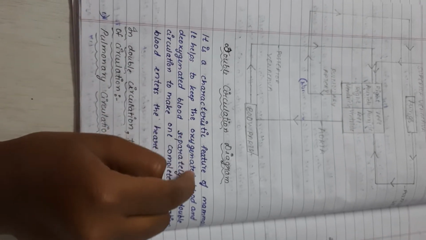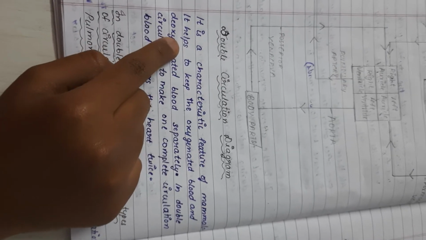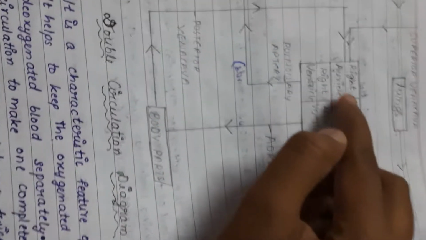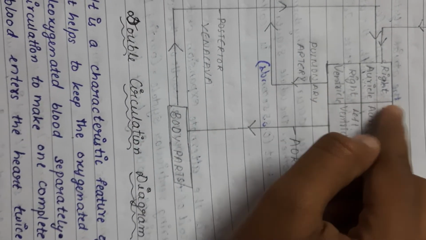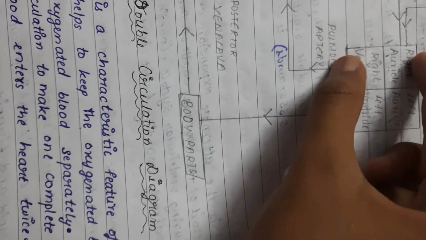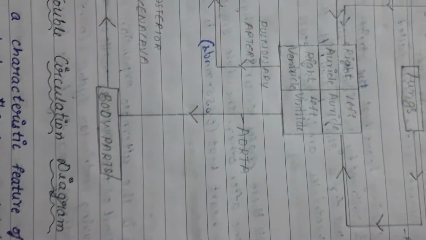It is a characteristic feature of mammals. It helps to keep the oxygenated blood and deoxygenated blood separate. Through this septum, the oxygenated blood and deoxygenated blood are separated completely. This is the heart. It is a 4-chambered heart. And see the blood flowing into the aorta and pulmonary artery.